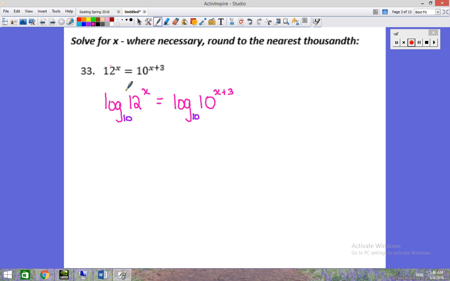By my power rule, when you have the log of some value with an exponent, as long as the coefficient in front of the log is 1, this exponent can move, and you can place it out in front as multiplication. So we have x times the log of 12. Now on the right-hand side, whenever these bases are the same, it's going to be the exponent. In other words, 10 raised to what power is 10 to the x plus 3? Well, 10 raised to the x plus 3 power.